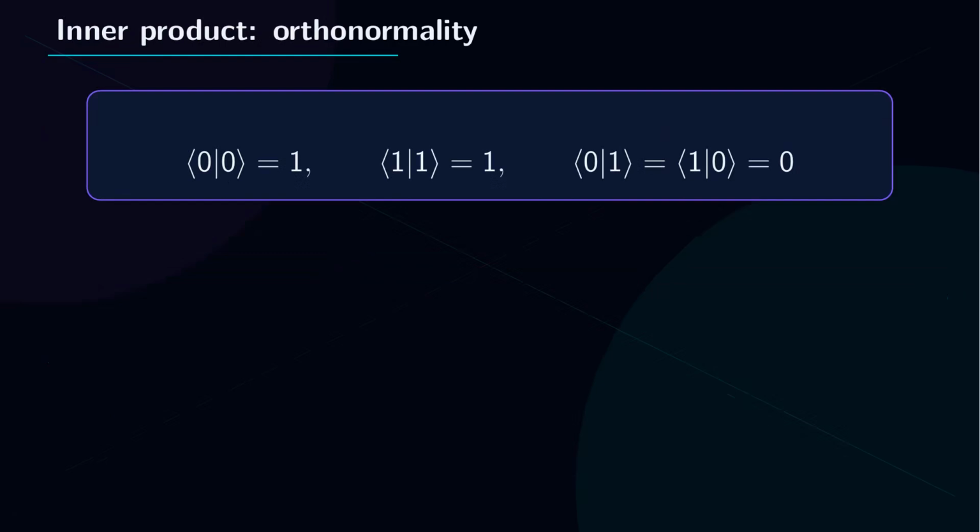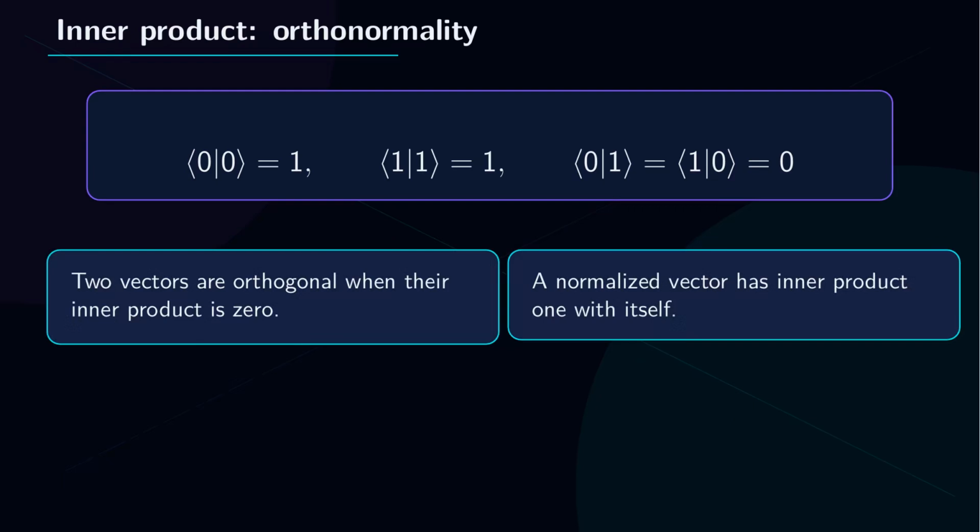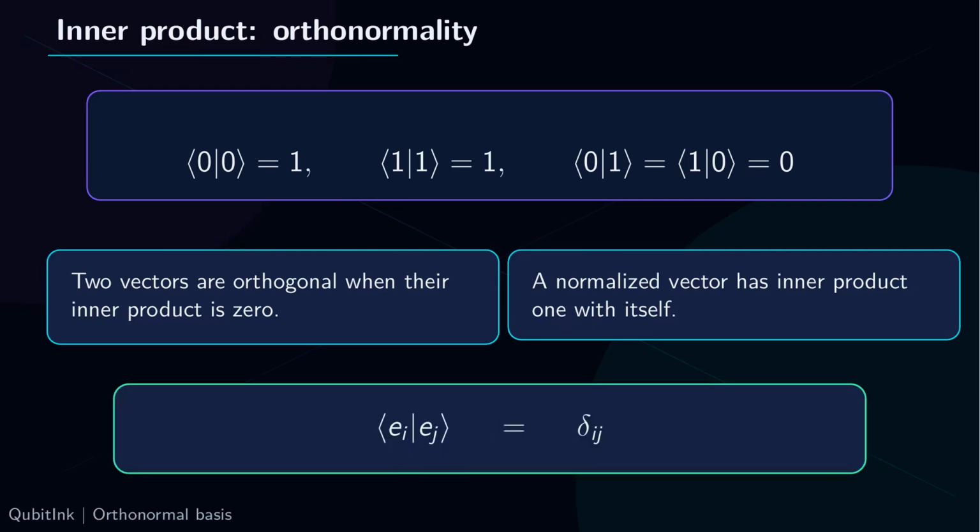The computational basis is orthonormal. Each basis vector has inner product 1 with itself, while ket 0 and ket 1 have 0 inner product with each other. An inner product of 0 means orthogonality. An inner product of 1 with itself means the vector is normalized. The compact expression bra Ei ket Ej equals delta ij summarizes both facts. It is 1 when the labels match and 0 when they do not.